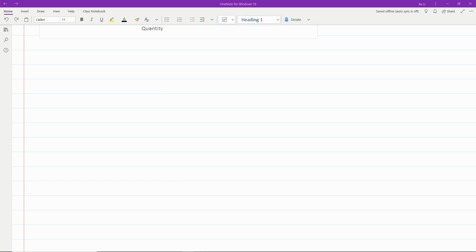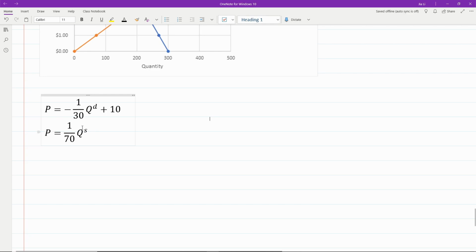Okay, so last but not least is analyzing supply and demand mathematically. So what I'll do is, just like before, I'll copy paste the equations from my own notes. Let's actually make this a little bit bigger so it's easier to read. There we go. So these are the same equations that we got from before in the previous videos. So here's our demand equation right here, the first one. And the second one is our supply equation.